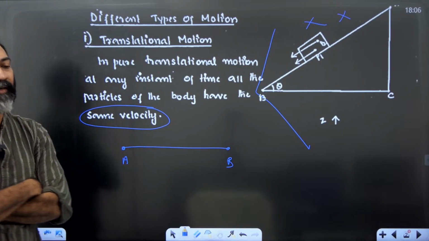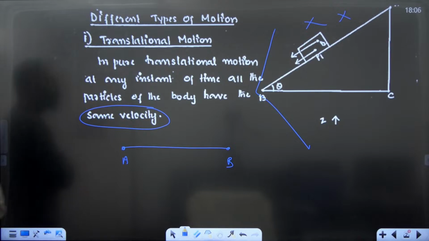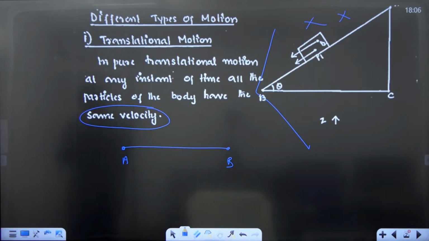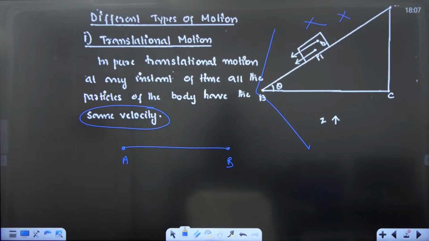In pure translatory motion, all the particles of the body have the same velocity. Please note down translatory motion. That figure does not belong here. No need to draw the figure. We are discussing translatory motion. What is the specialty? All the particles of the body have the same velocity.